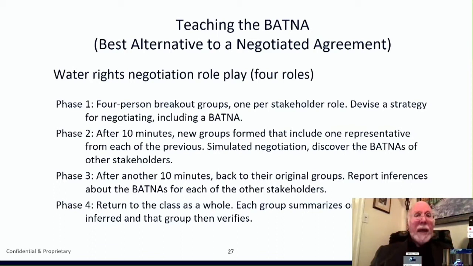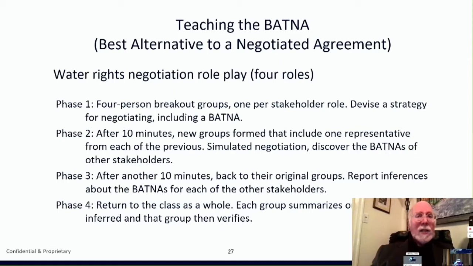A BATNA is like a backup plan. So if negotiations don't work, it's your backup plan. It should be something that's feasible. It should be something you can get buy-in for. It shouldn't cost too much. Various things like that are characteristics. So we teach them that, 10 minutes. If that's all we did, they would forget it in a few days.